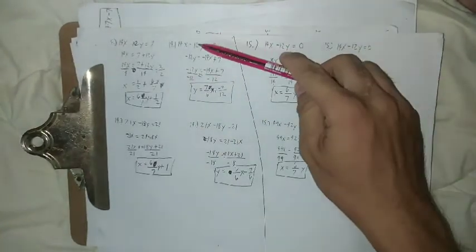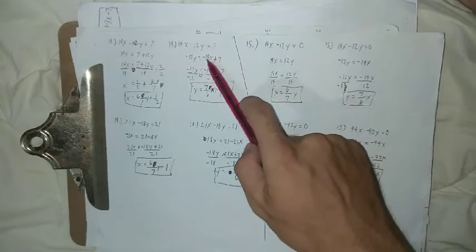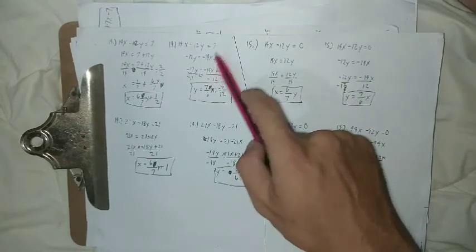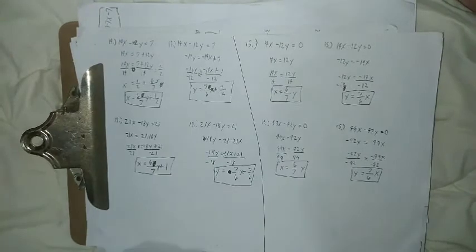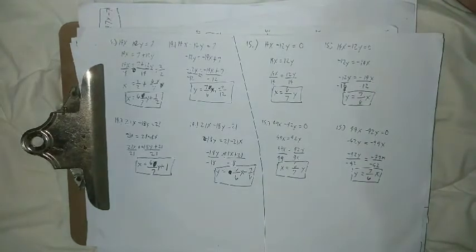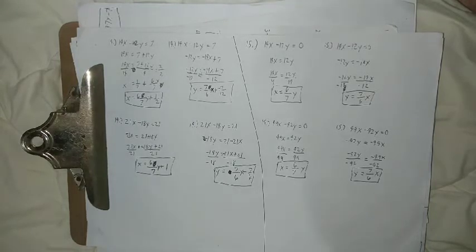Then on the other side, you move 14x to the other side, so it will give you negative 12y is equals to negative 14x plus 7. So then after you did that, you divide both sides by negative 12, so it will give you y is equals to 7 over 6x minus 7 over 12. So let's look at the second problem.